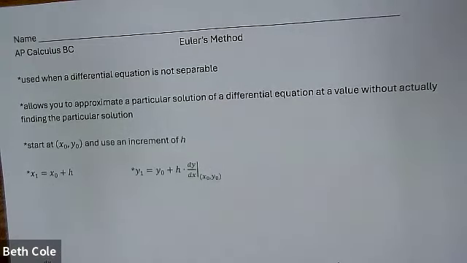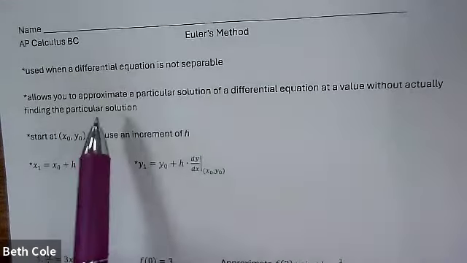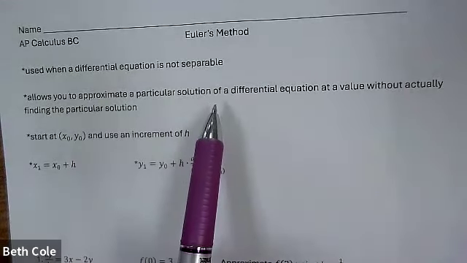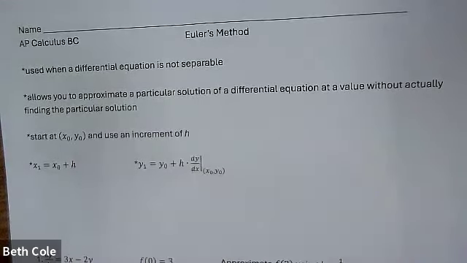But Euler's method is if you want to get an approximate value for a particular solution without actually finding the particular solution. So is it the exact answer? No, it's an approximation. We do a lot of approximating. Like a Riemann sum is an approximation for the area under a curve, and so on and so forth. So it's going to give you an approximation.